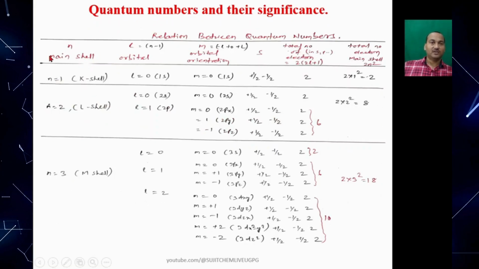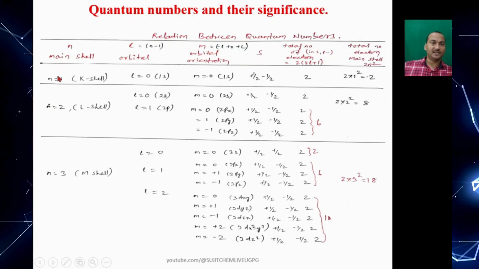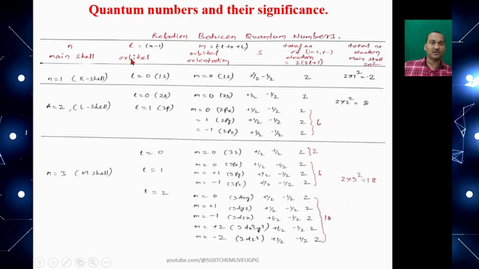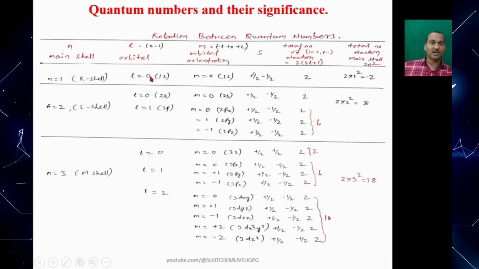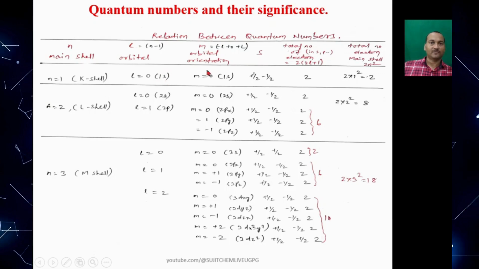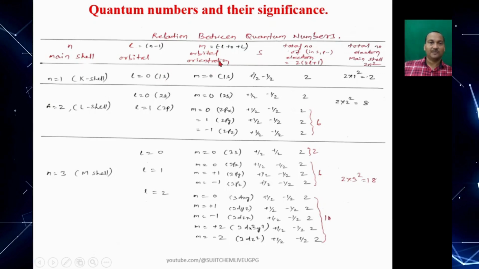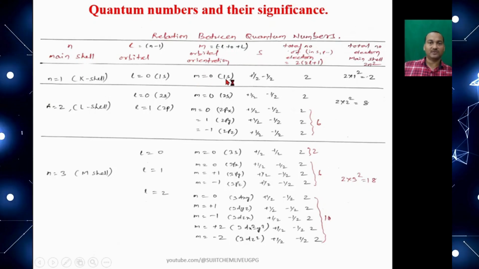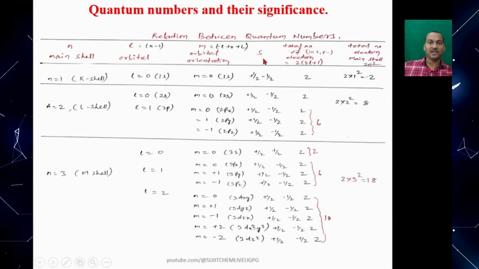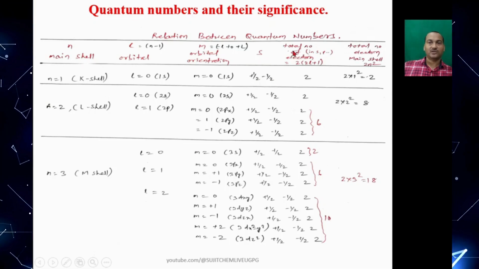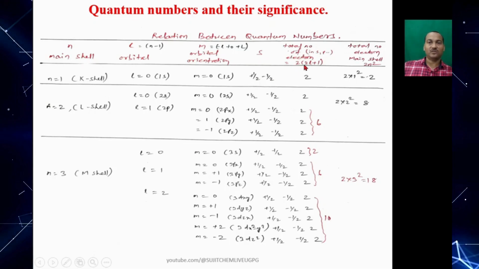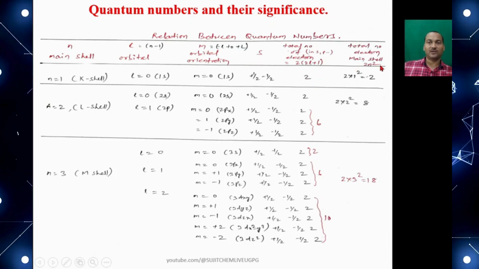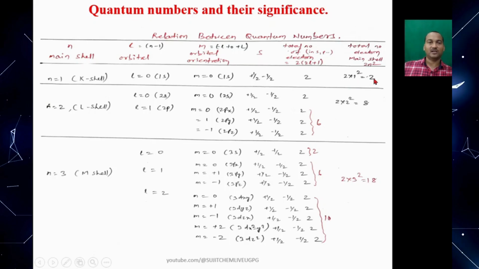So here we can see in the table, N is the main shell, that is N equal to 1, the K shell. Here for the orbital, when L equal to 0, that is 1s orbital, M, the orbital orientation, can have values minus L to plus L. So M equal to 0, that is 1s orbital, and the spin value can have plus half or minus half. So the total number of electrons will be 2 into 2L plus 1, that is 2. And the total number of electrons in the main shell will be 2n square, so 2 into 1 square, that is 2.